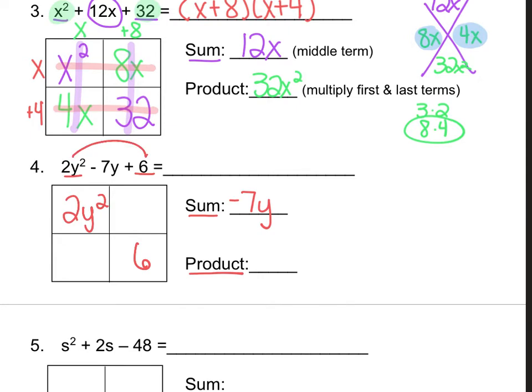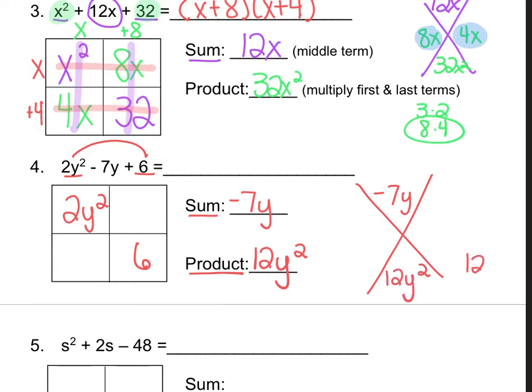So 2y squared times 6 is 12y squared. So I need something that adds to negative 7y, and if it helps you to make your diamond, negative 7y, and multiplies to 12y squared. So my factors of 12 are 12 and 1, it's not going to work. 6 and 2, not going to work. 3 and 4.